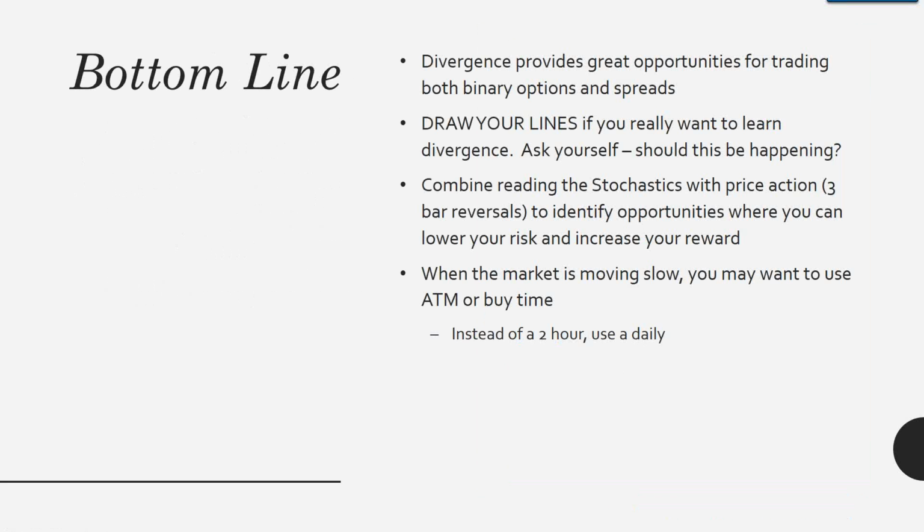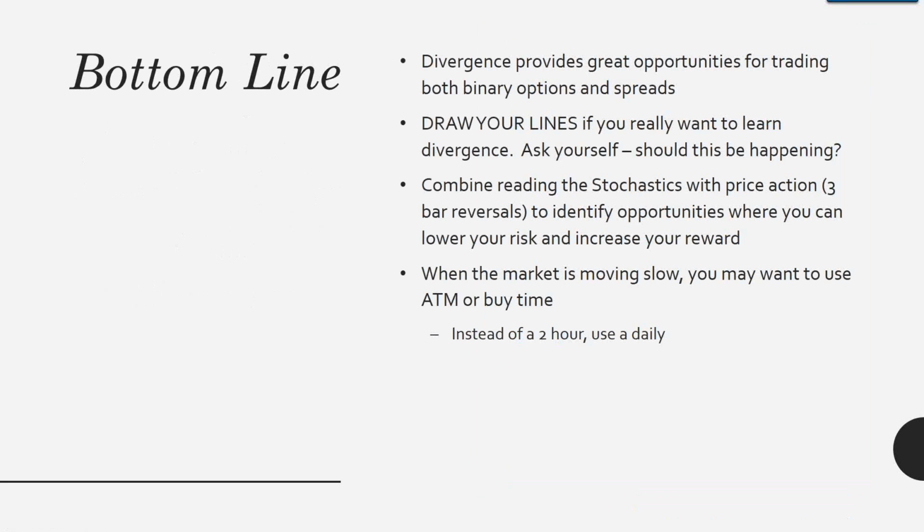You can also combine reading the stochastics with the price action, which is a 3-bar reversal. They're also called pivot highs and pivot lows, to identify opportunities where you can lower your risk and increase your reward. When the market is moving slow, you need to buy time or use an at the money. I choose to buy time because I use out of the money binaries. I don't really like at the money. I just prefer the out of the money because I trade risk to reward. So my technique, I would buy time.